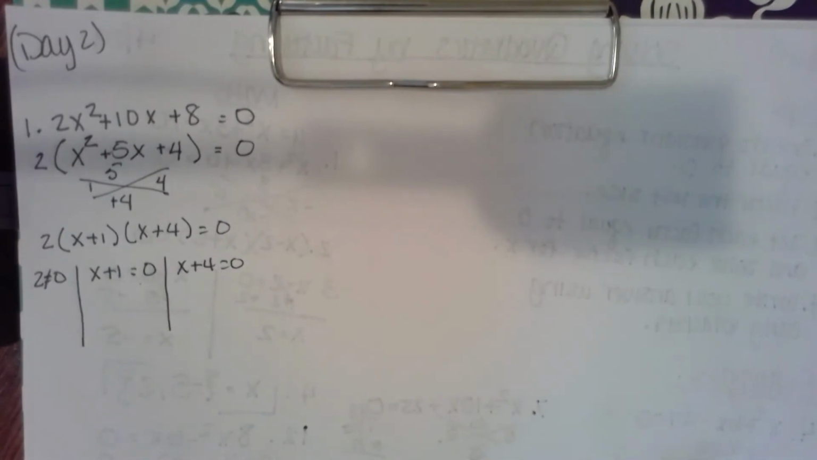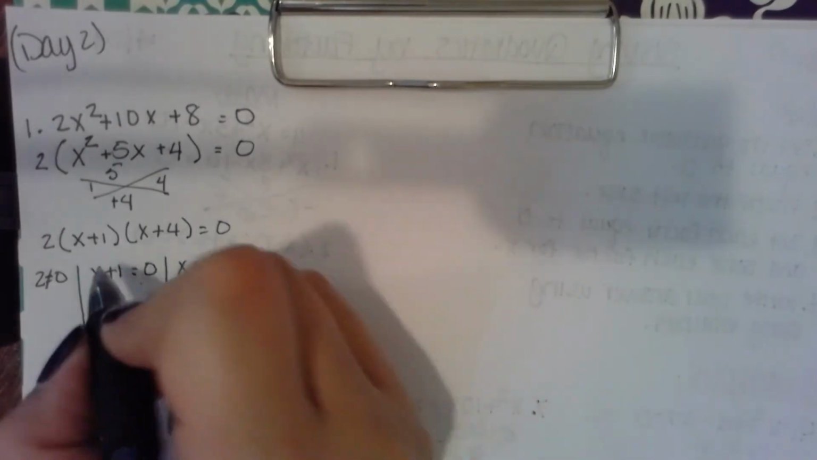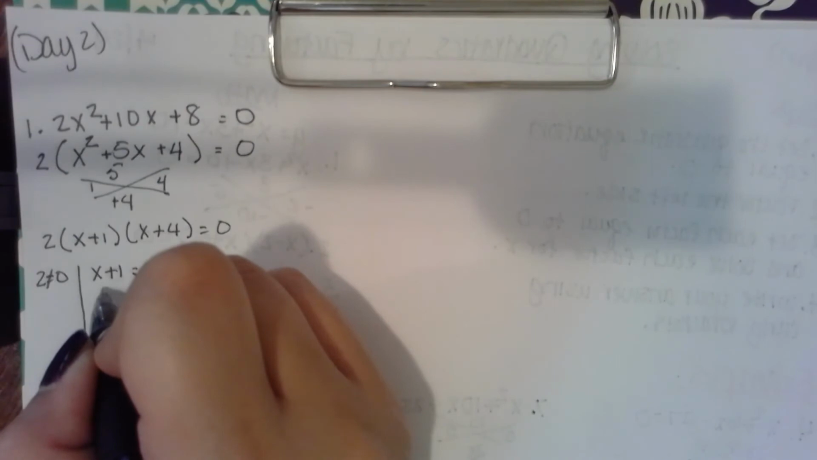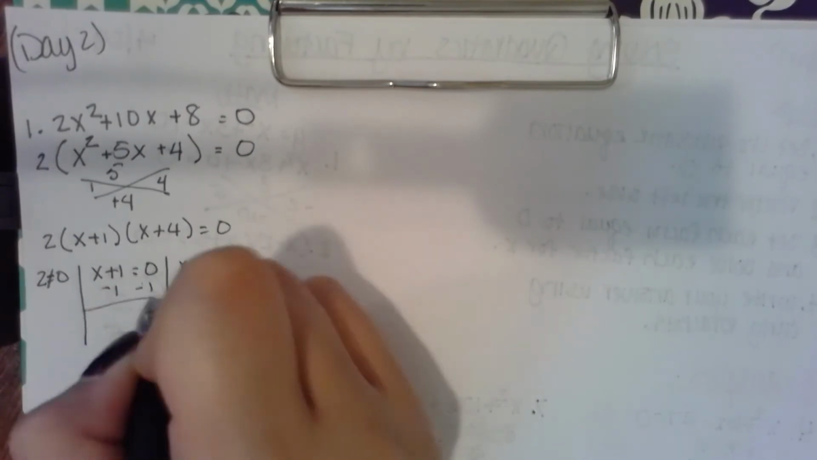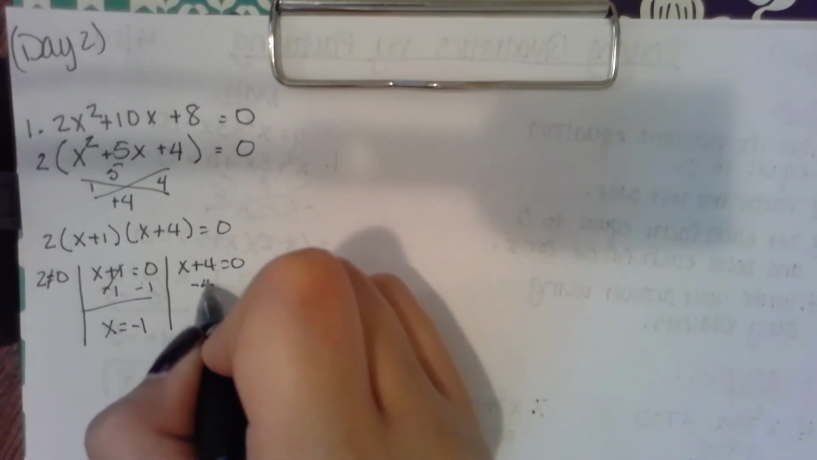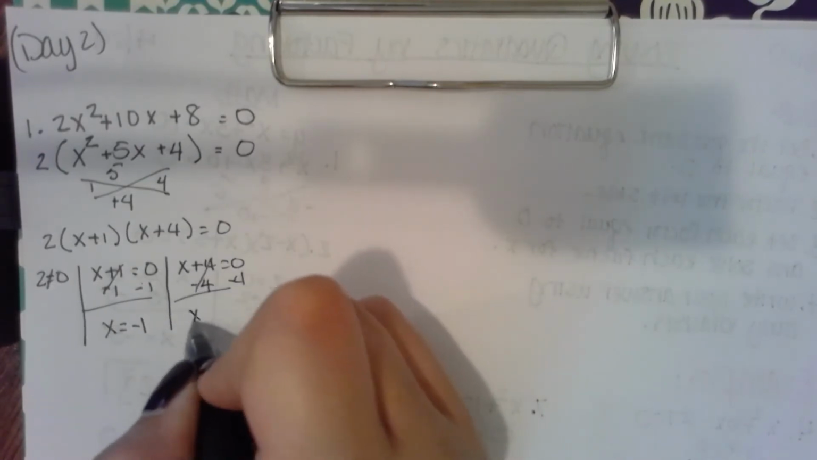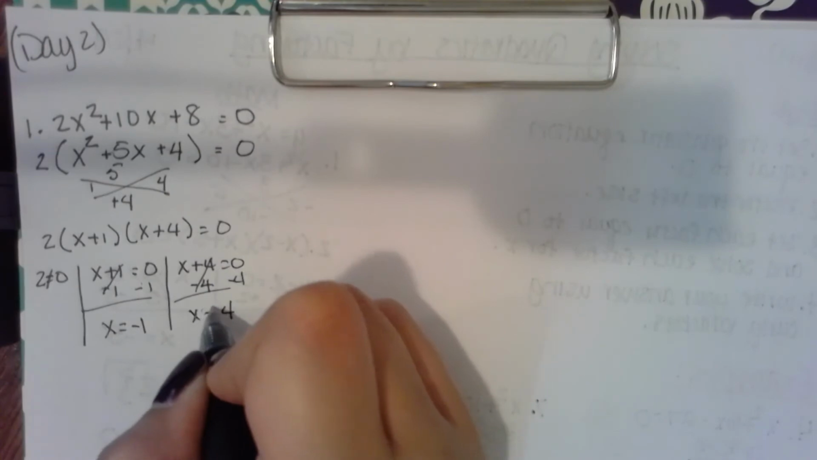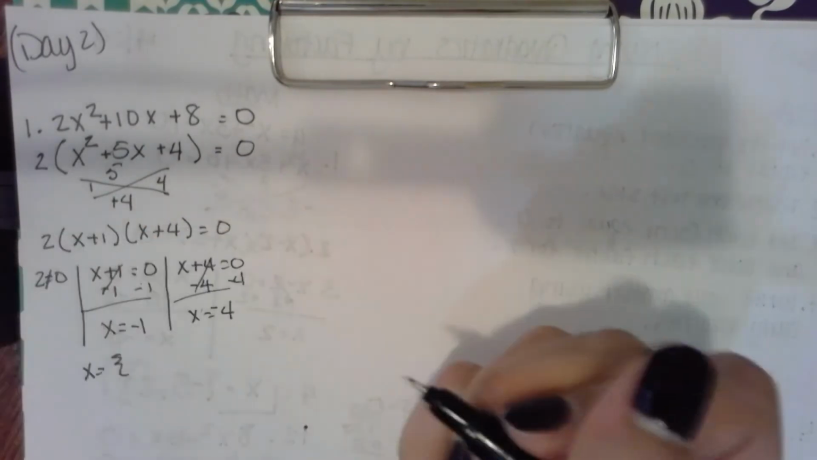So then you move to the next one. X plus 1 equals 0. So minus 1 minus 1. So you get x equals negative 1. And then you do minus 4 minus 4. And you get x equals negative 4. So then you're set, and the answer in the end would be x equals negative 4 comma negative 1.